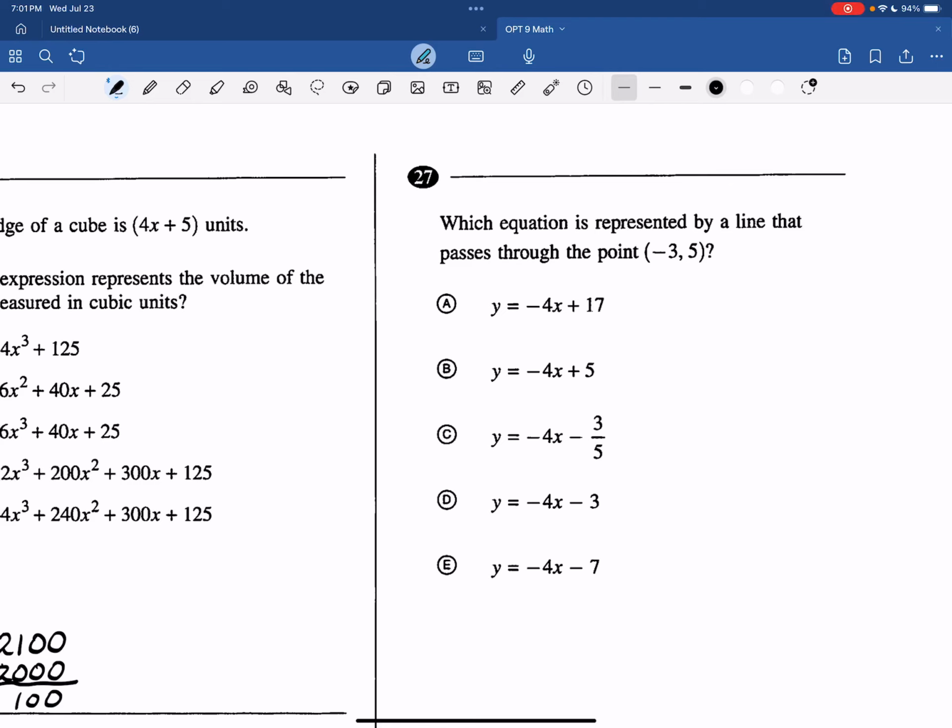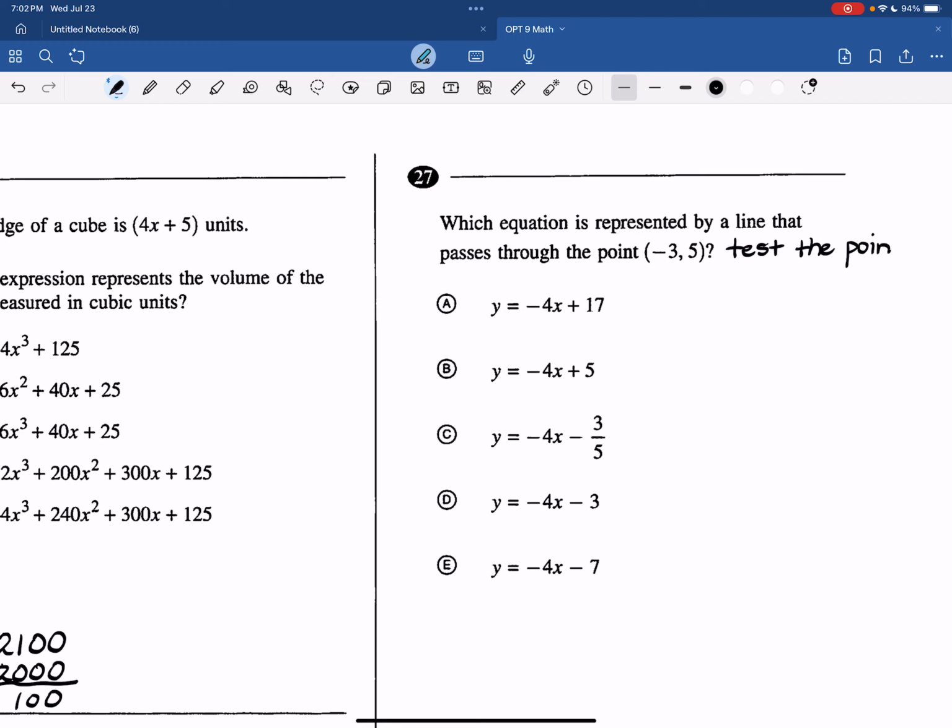We are almost to the end of this very long test. Number 27. Which equation is represented by a line that passes through the point -3, 5? So to do this one, we're going to have to test the point.